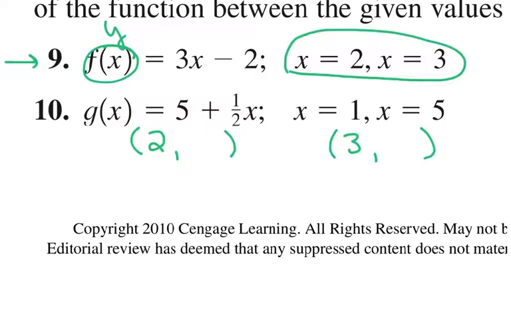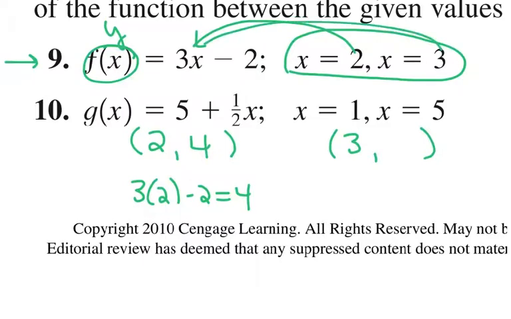What I need to find is, well, what's y? You find y by plugging the x value in for x into the equation. So we're going to find 3 times 2 minus 2, and that's going to tell us y. 6 minus 2 is 4. So the first ordered pair is actually (2, 4). And then for the second ordered pair, we're going to plug 3 in for x. 3 times 3 minus 2. 9 minus 2 is 7.